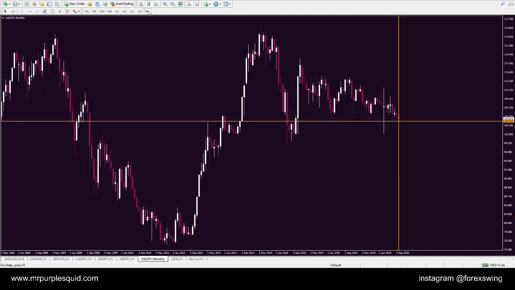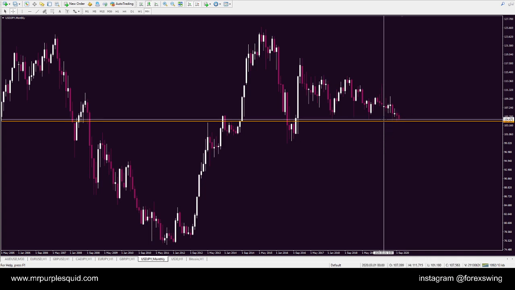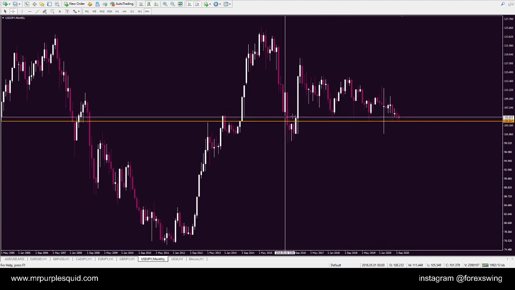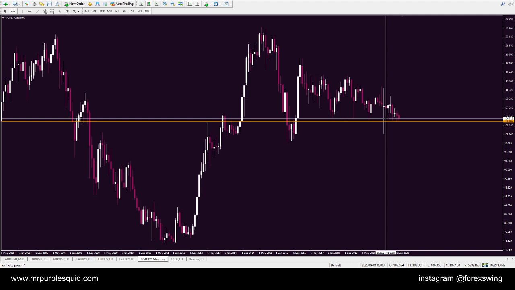Moving on to UJ. Start from the monthly. Let me remove these. Yep, here we go. So, clear. Please make note: this area is very, very strong support. Here, all over. Support, support, support, support. All right.